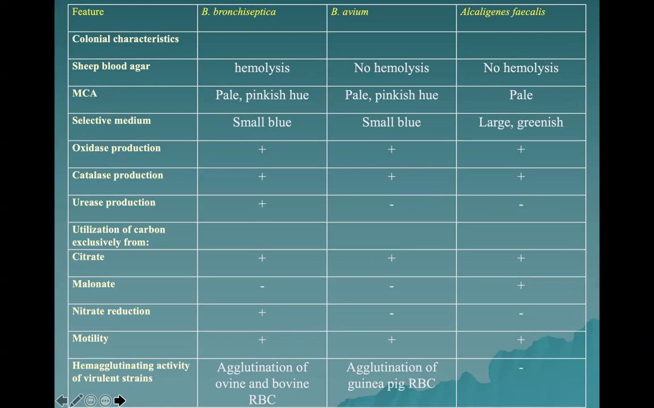Utilization of carbon, exclusively for citrate, they are all positive. Malonate, only Alcaligenes faecalis is positive. Nitrate reduction, only Bordetella bronchoseptica. They are all motile with flagella. Hemagglutinating activity of virulent strains: Bordetella bronchoseptica is known to agglutinate red blood cells of sheep and cattle, or ovine and bovine, while avium is known to cause red blood cell agglutination of guinea pigs.